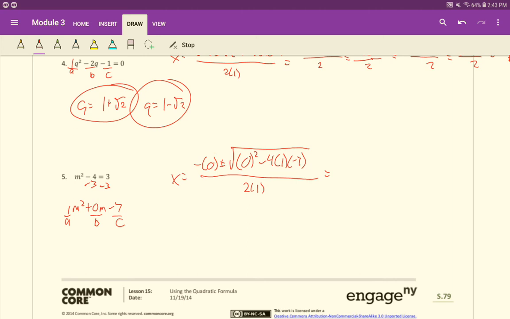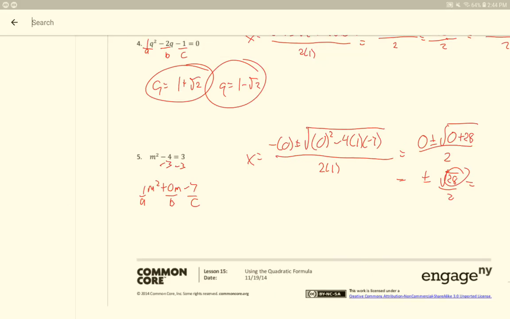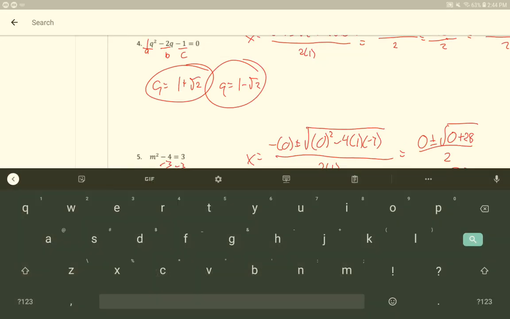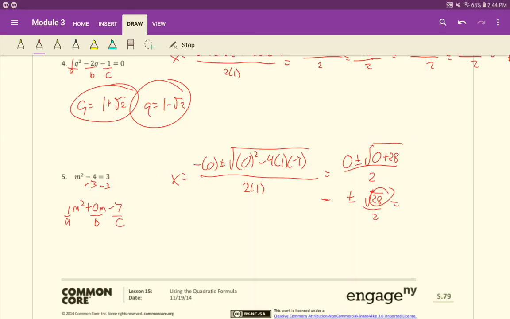So negative 0 is just 0, so we're going to have 0 plus or minus the square root. 0 squared is 0. Negative 4 times 1 times negative 7 is positive 28, all over 2. And so we get plus or minus the square root of 28 over 2. Are there any perfect squares we can take out of 28? The answer is yes. We can do 4 and 7. So it'll be root 4 and root 7. That's the same thing as root 28. The square root of 4 is 2, so you get plus or minus 2 root 7 over 2. The 2's cancel, and you get plus or minus root 7.